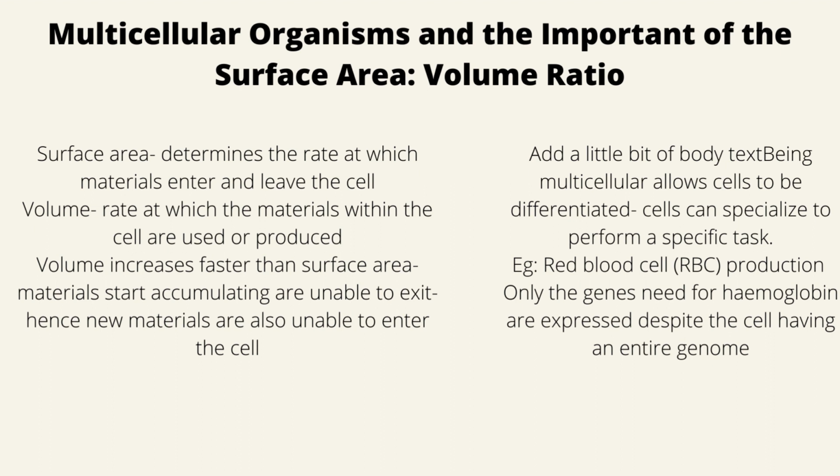Differentiated cells are those that have been specialized to perform a specific function. For example, when production of red blood cells is occurring, the genes that are needed for making hemoglobin are the only ones expressed, despite the cell having the entire genome.